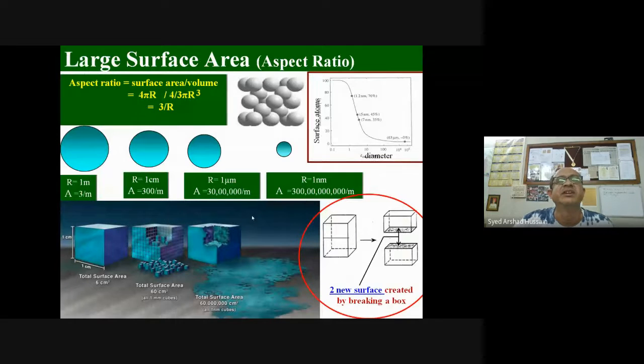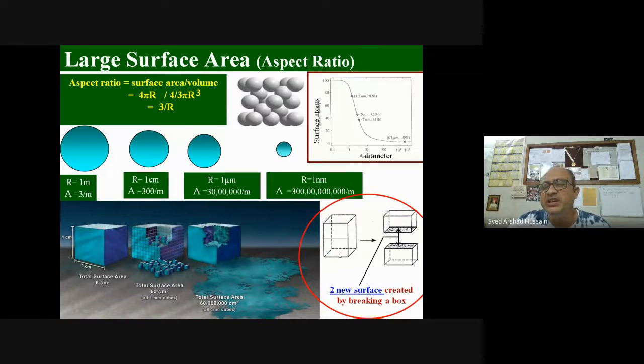Another issue is that when you cut down the dimension of your material, the number of surface atoms compared to the total number of atoms within the system increases. This is known as the aspect ratio, that is surface area divided by volume, and it is of the order of 3 by r. So say if your radius is 1 m, then this ratio is 3. If it is 1 centimeter, then 300 per meter, then for 1 micrometer you see this value. And in this way, it increases.